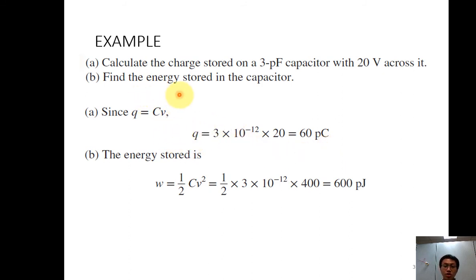Then I need to find the energy stored in the capacitor. How to find it? I use W equals half CV squared, which equals half times my capacitance of 3 picofarad times voltage. My voltage is 20 volts. Square it, I get 400. So I have 600 picojoules in this instance.